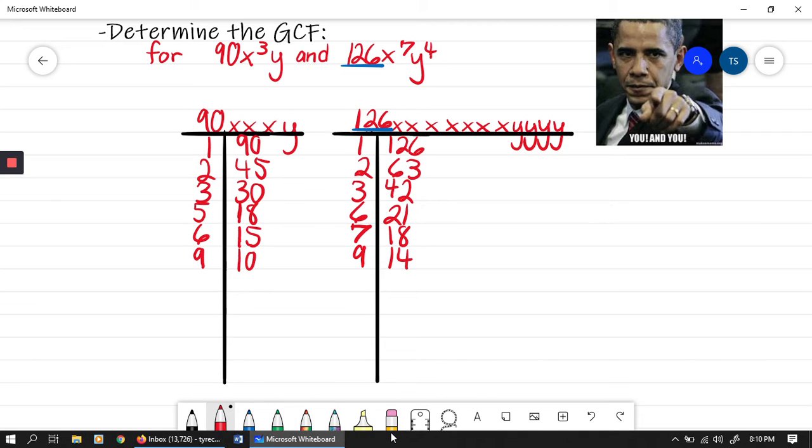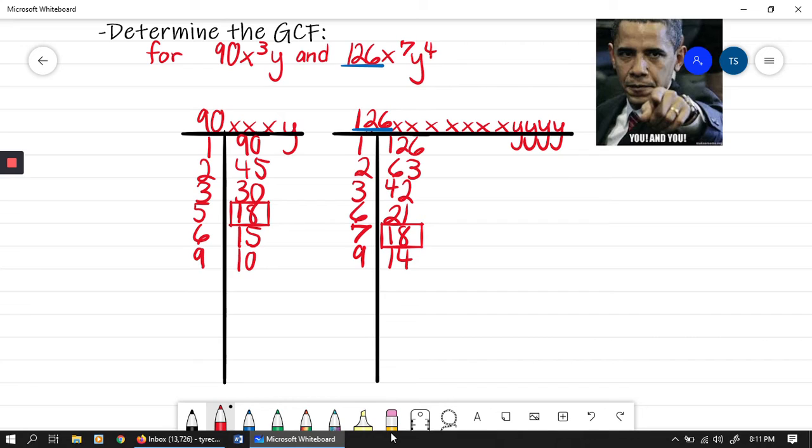If we look at the factors of the numbers first, we can see quite a few common factors: 1 and 1, 2 and 2, 3 and 3, 6 and 6, 9 and 9, even 18 and 18. Is there any other common factor higher than 18? Nope, I don't see any common factors larger than 18. So part of our GCF, with just the numbers, is 18.